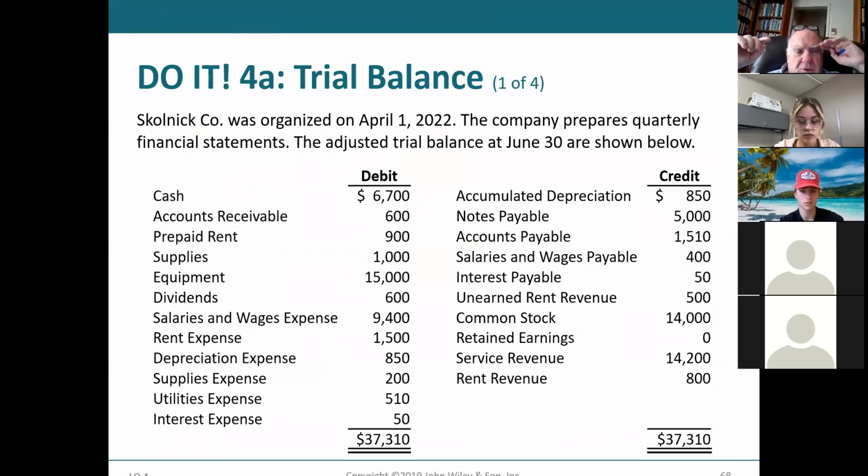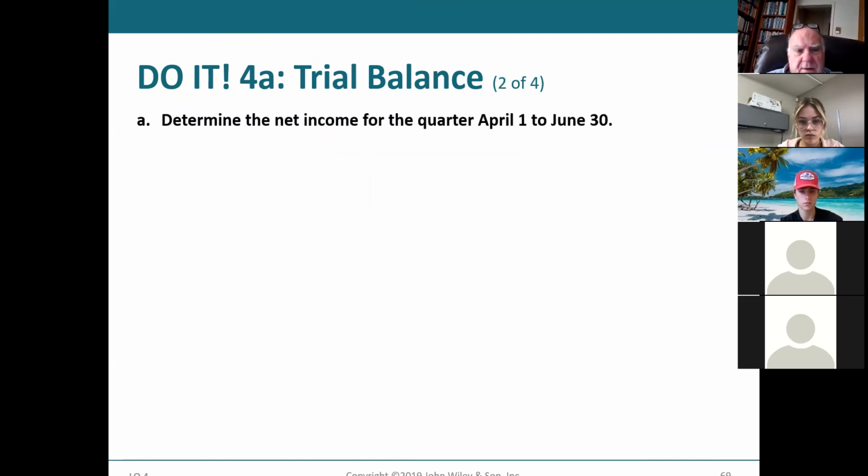The company prepares quarterly financials. The adjusted trial balance is shown below. Okay, so they're giving us a trial balance, but the problem is they're mixing up the accounts. You notice that? It's not done in the proper order. Normally, the trial balance is done assets, liabilities, equity, revenues, expenses. Here they jumbled them up because they wanted us to pick them out one by one. So let's have a little fun with this.